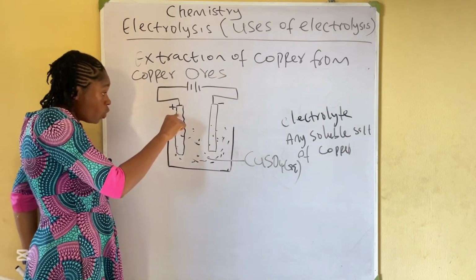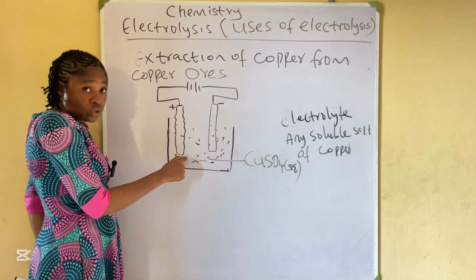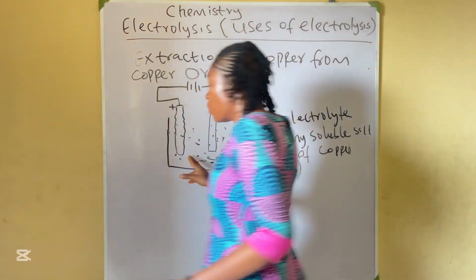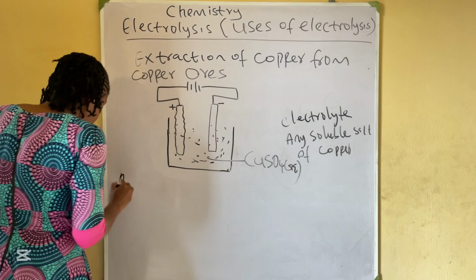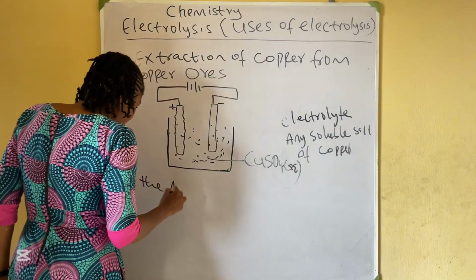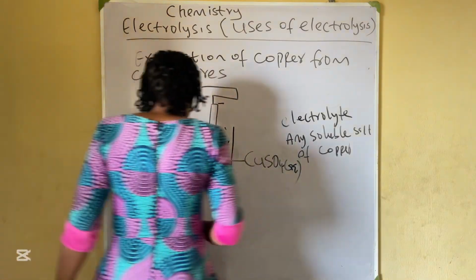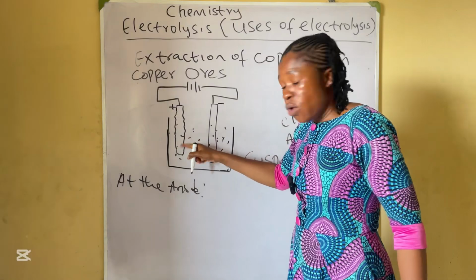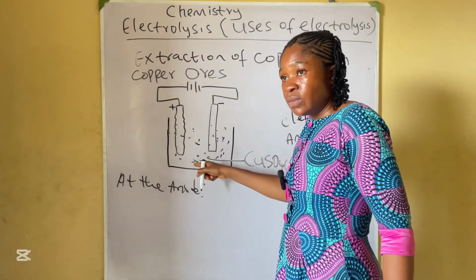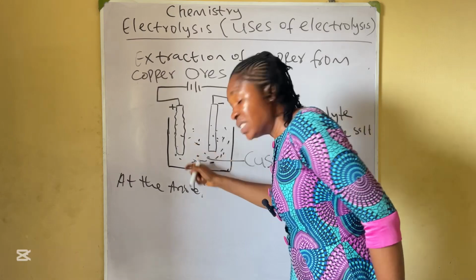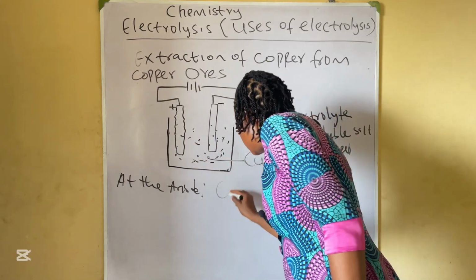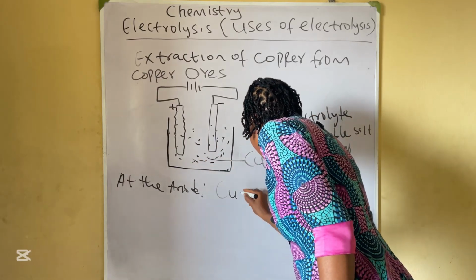What happens is that copper in the ore will dissolve in the solution to form copper(II) ion. That's what happens at the anode. The copper metal from the ore dissolves in the solution to form copper(II) ion. That's oxidation. It gives up its electrons to form copper(II) ion.